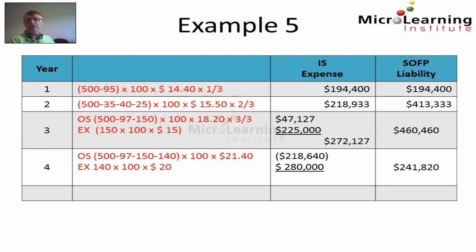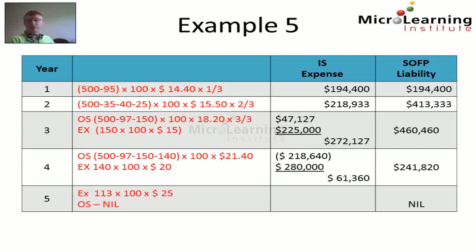So the SARs that were exercised, for which we actually wrote the checks in cash, totaled $280,000. So consequently, in order to achieve the right balance, we need to recognize a credit to our income statement of $218,640 in relation to outstanding SARs. That leaves a net expense in year 4 of $61,360.